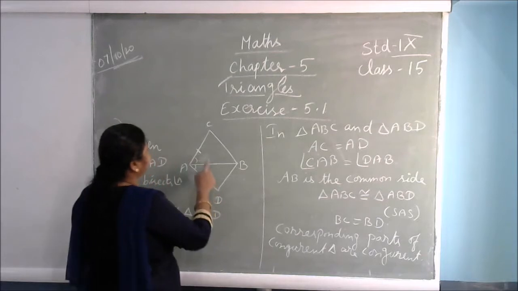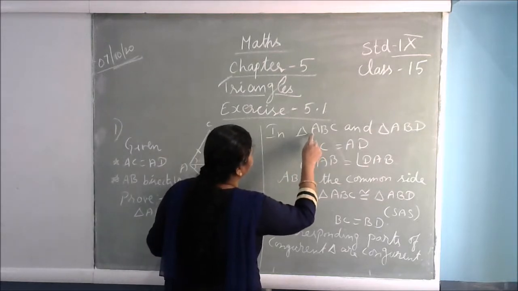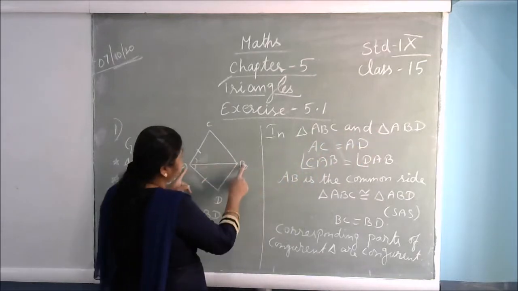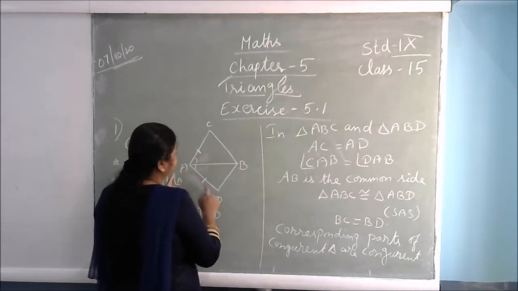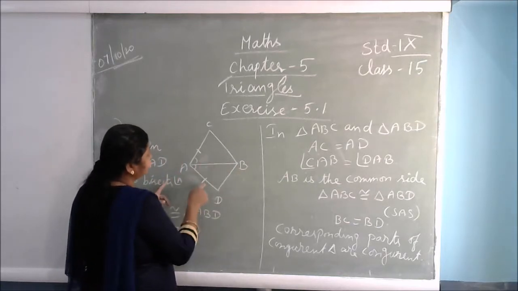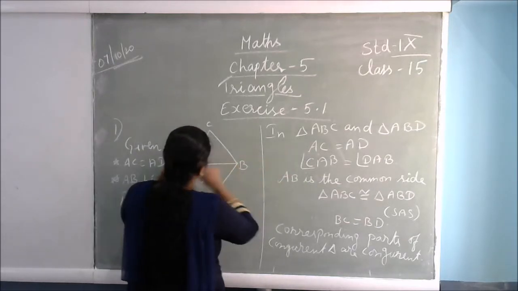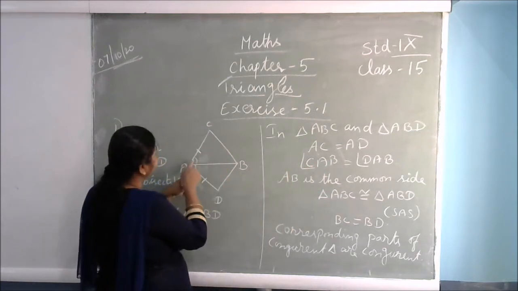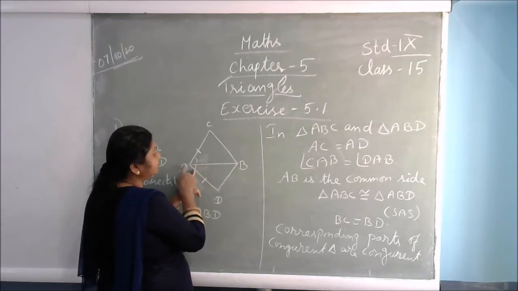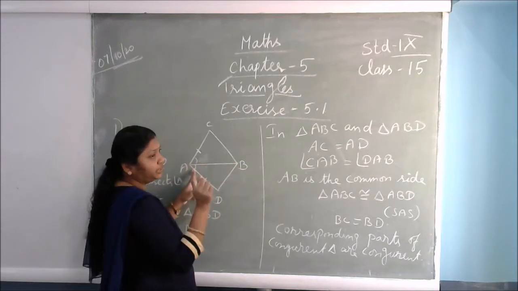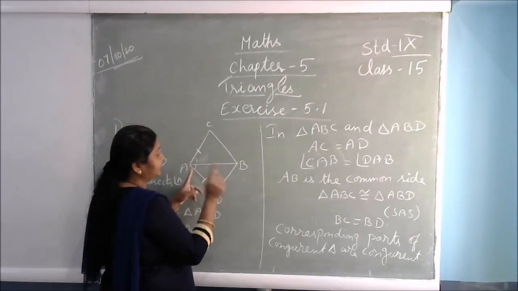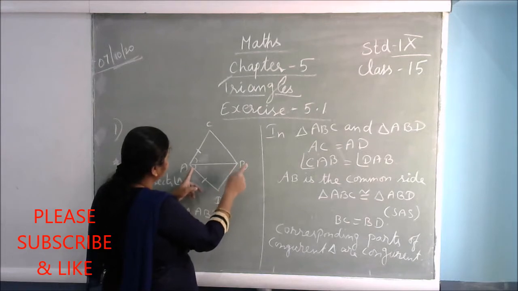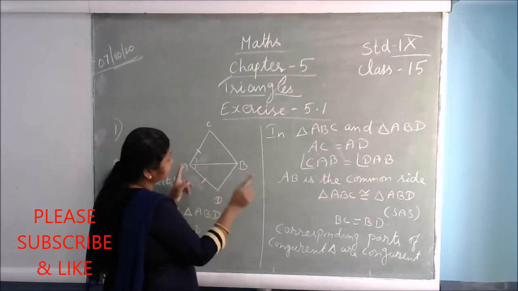In this, you have to take the triangles separately first: triangle ABC and triangle ABD. These two triangles you have to take. Already they have given that this side and this side are equal, so AC is equal to AD. Next one, angle. This angle and this angle are equal because this line is bisecting this angle into two equal parts. That's why I said this angle and this angle are equal. So angle CAB and angle BAD, these two angles are equal.